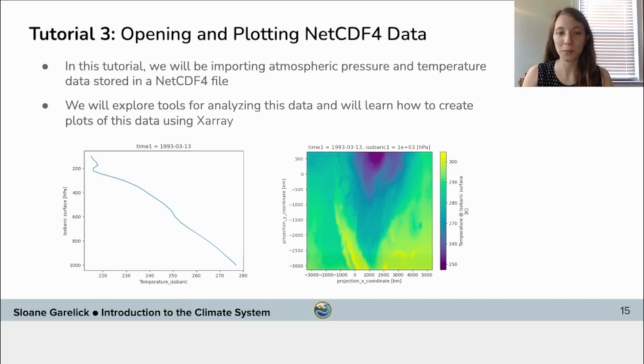In this tutorial, we'll explore global atmospheric temperature and pressure data that's stored as a netcdf file. We'll learn how to use Xarray to import this netcdf file, and we'll explore tools for analyzing and plotting this data in Xarray to produce vertical profiles such as shown on the left and maps such as shown on the right. This can help us to understand changes in temperature and pressure at different levels of the atmosphere.